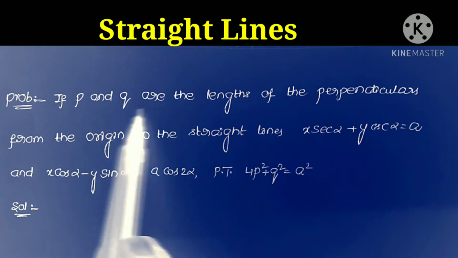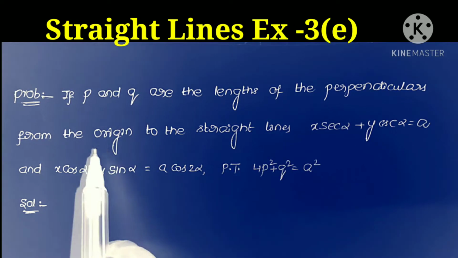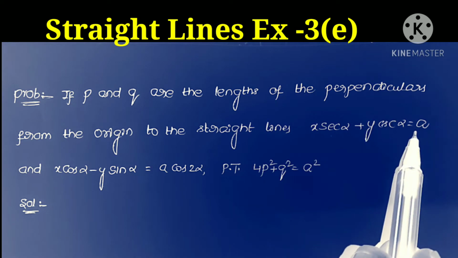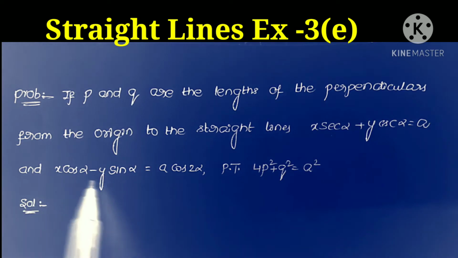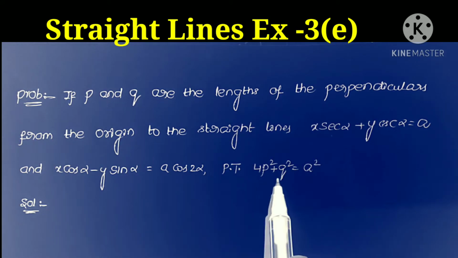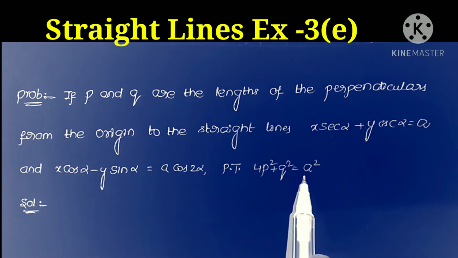First problem: if p and q are the lengths of the perpendiculars from the origin to the straight lines x secant alpha plus y cosecant alpha is equal to a, and x cos alpha minus y sin alpha is equal to a cos 2 alpha, then prove that 4p square plus q square is equal to a square.